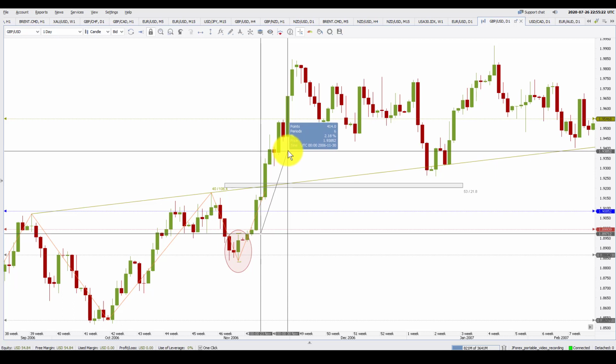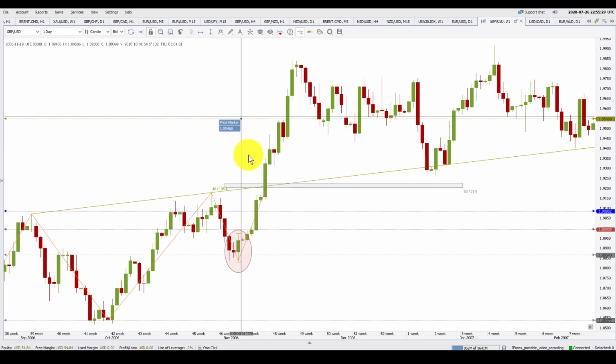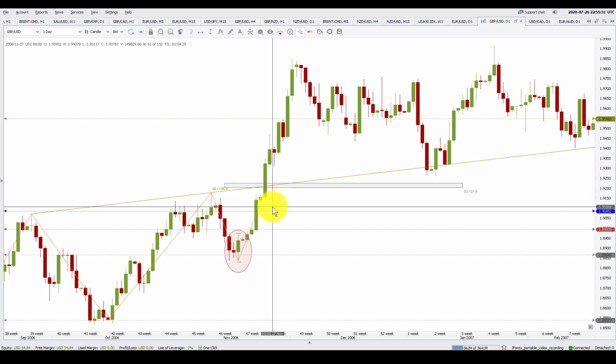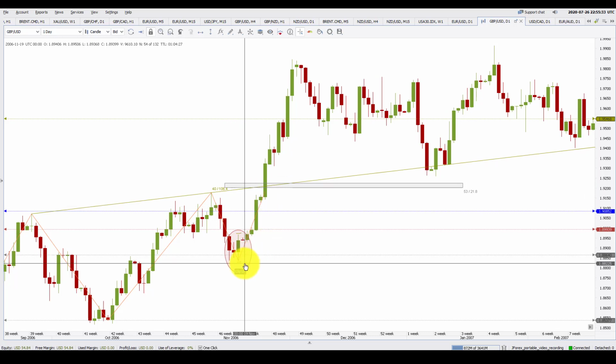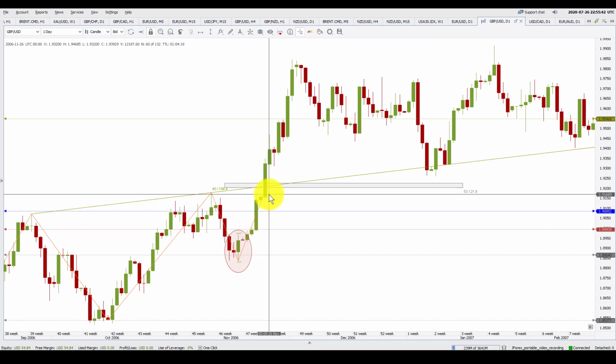Sorry, 420 pips. So this was the approximate target. It was achieved, but the resistance zone came into play. So if you want to take this trade, seeing that stop losses are less and the probability of a win is more, what we can do here is open the trade and trail our stop loss as the trade proceeds higher.